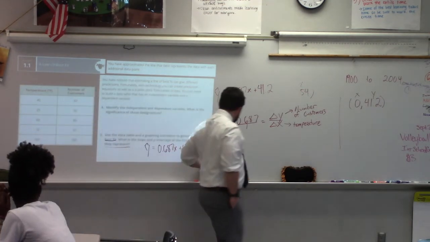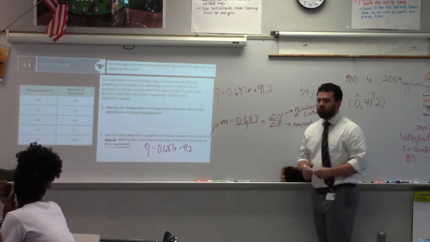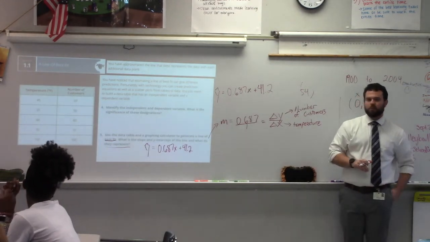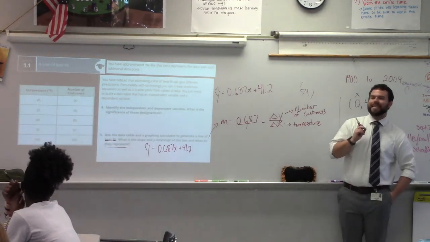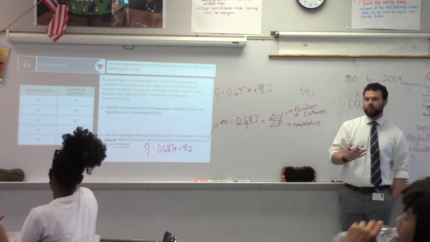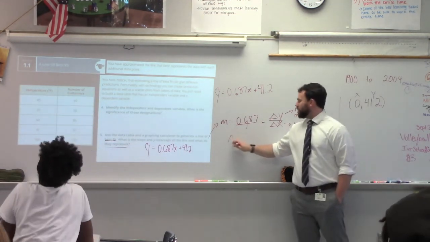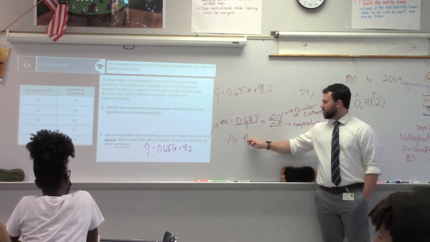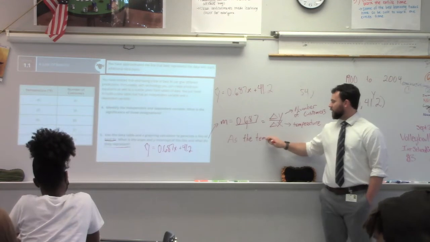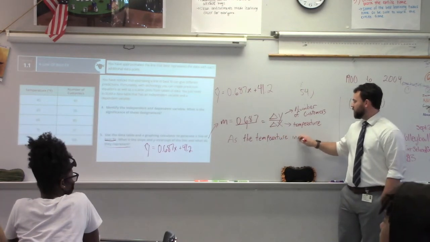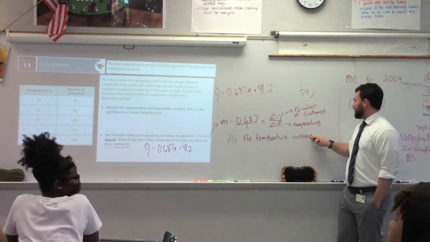So how would we talk about this slope? Are we going to start with our y or with the x? You always start with the independent. Remember, we also call that the explanatory variable. So as what? As the temperature increases by 1. There we go. So as the temperature increases. Okay, so let's pause, and that's a great question.